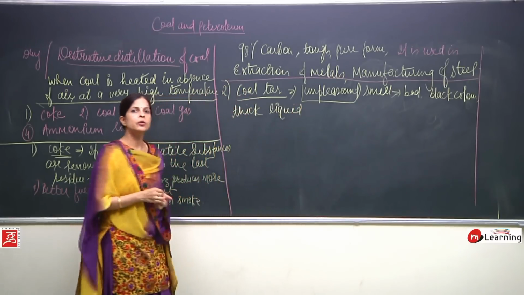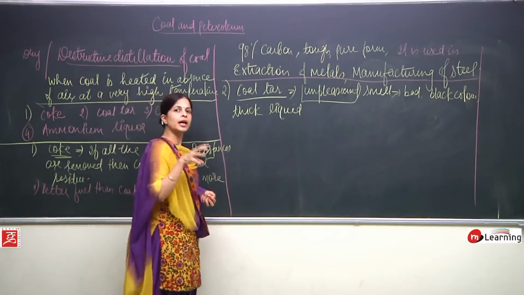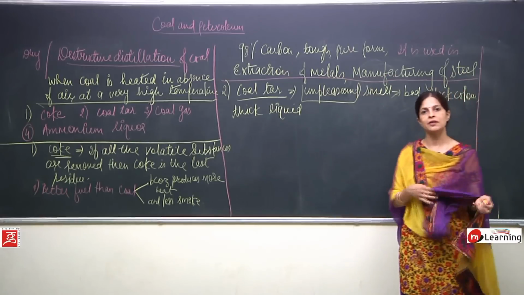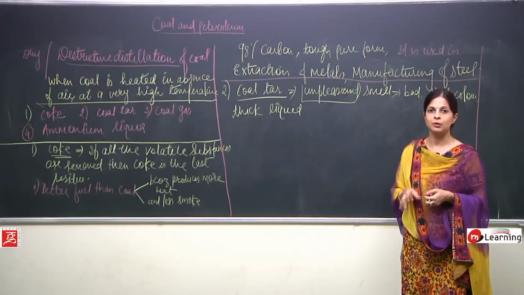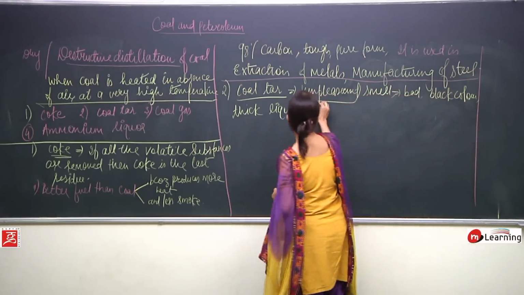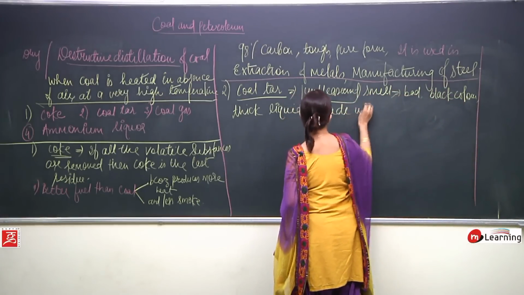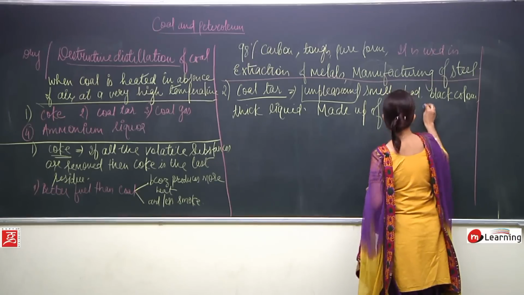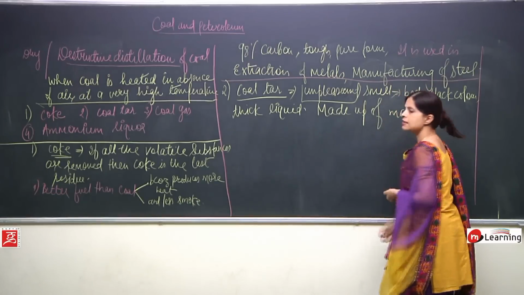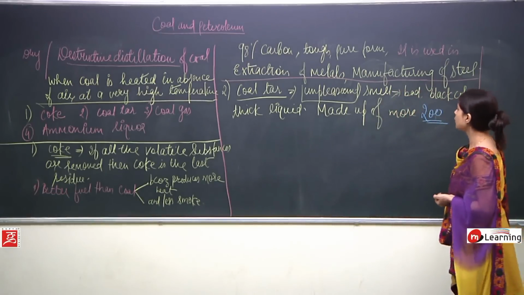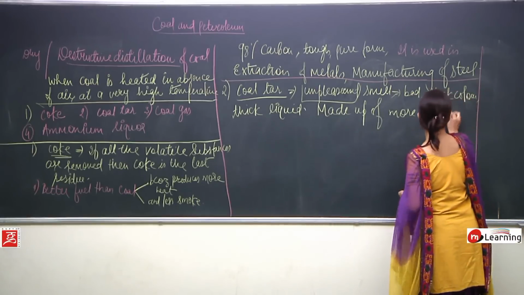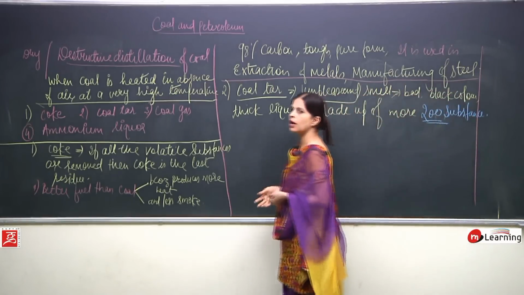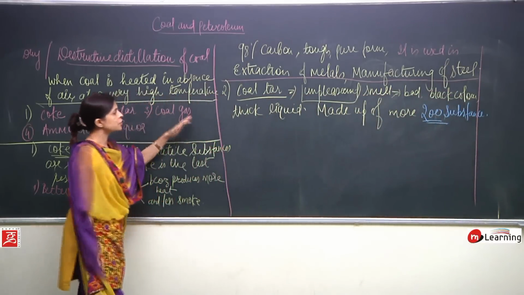Okay, now children, you know this one, coal tar. How many substances can it be made up of? 1, 2, 3, 4, 10, 11, 15, 20, 100, 150? No. It is made up of more than 200 substances. Just pay attention over here. It is made up of more than 200 substances.